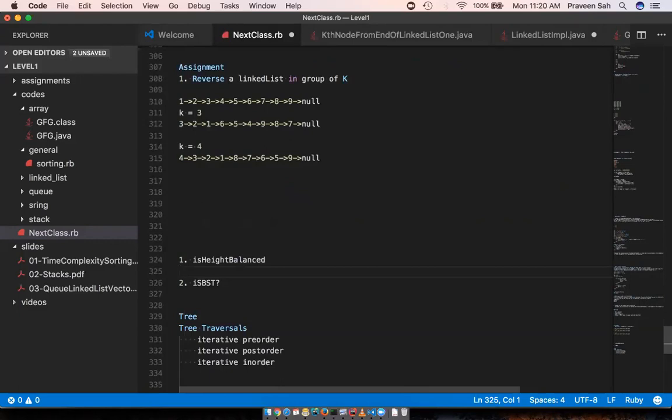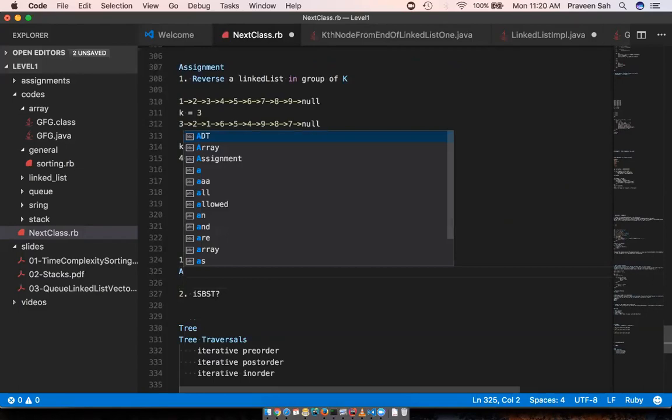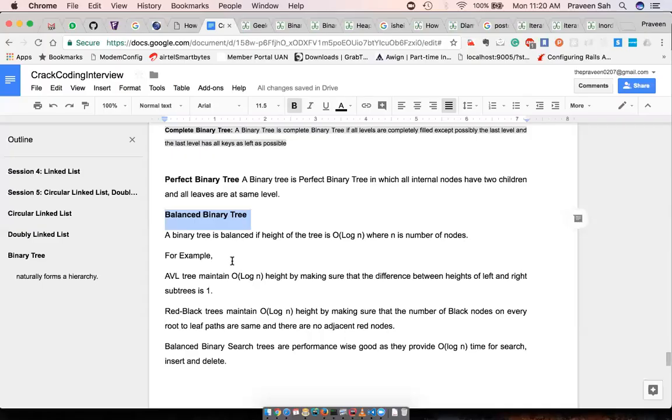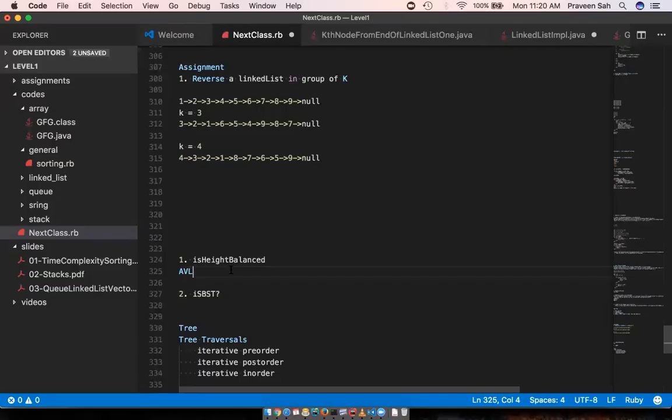This is also called an AVL tree. You might have heard this term, AVL tree. An AVL tree is nothing but a height balanced tree. And what is a height balanced tree? Every node in the tree has the property that the left subtree height and the right subtree height differ by a maximum of 1. Is that okay? Clear?